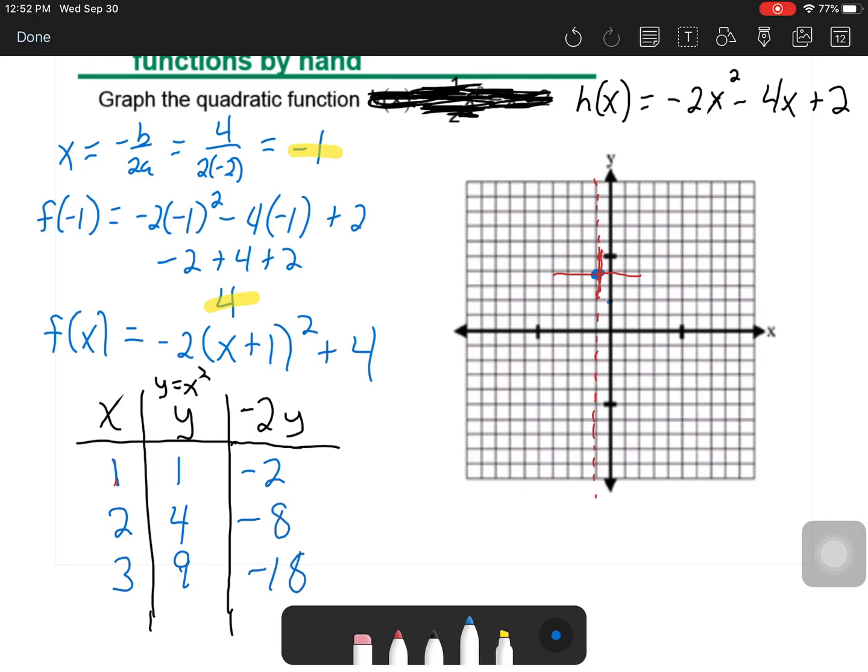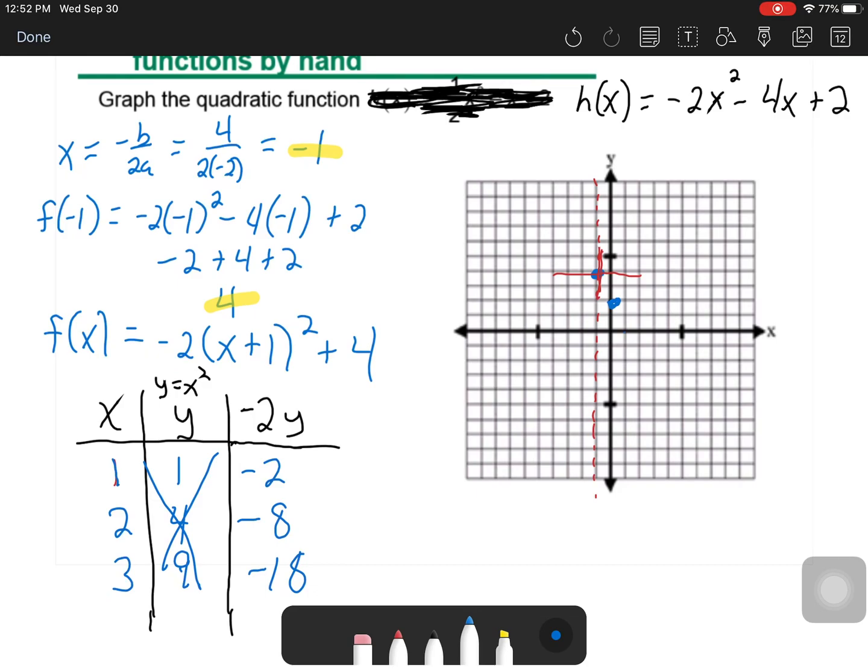And when I graph, I just use this column to help me out in this process, right? So from my new origin, right here where the blue dot, where the vertex is, I can go right 1, down 2. I can go right 2, down 8. I can go right 3, down 18. And that one might not fit though. So I can go right 1 and down 2, which is this point. I can go right 2 and down 8.